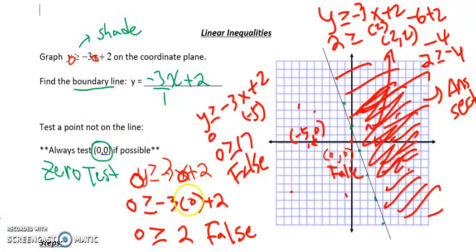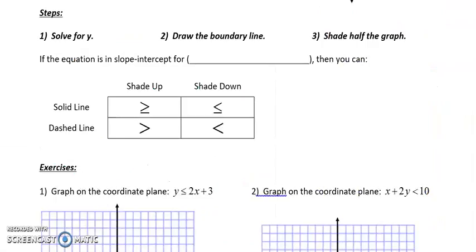So your answer is shading. You just have to shade the section that is true. And how do you test that? You do the 0, 0 test. So let's take a look at the steps that we just did.